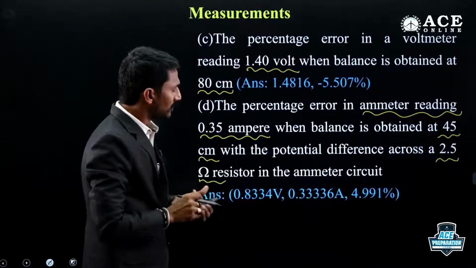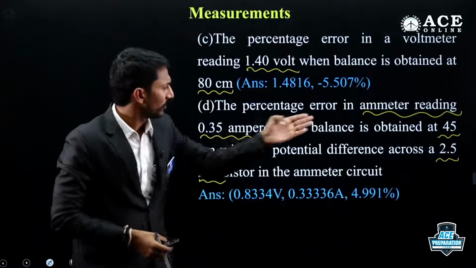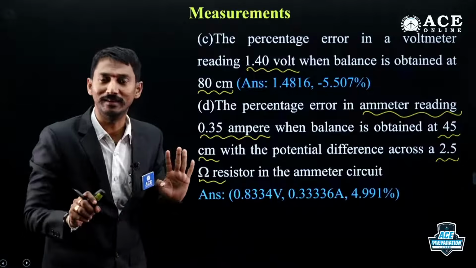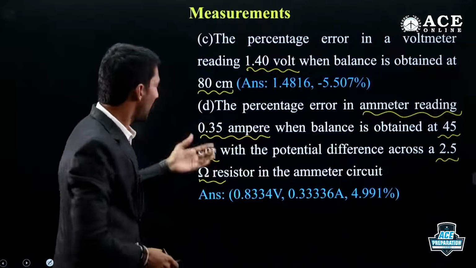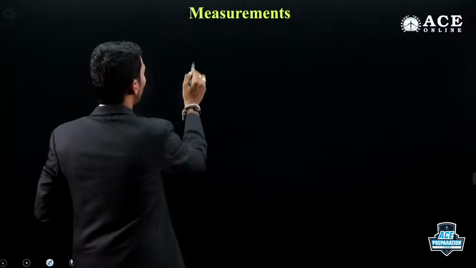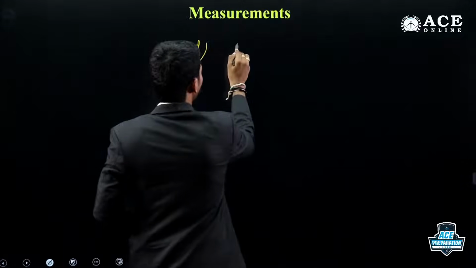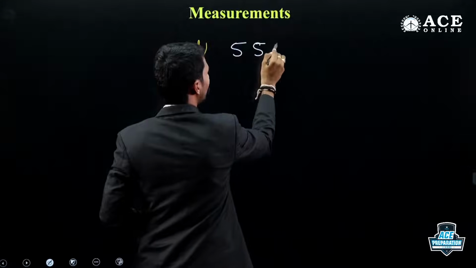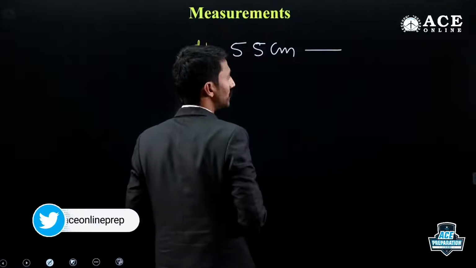Okay, now, the length at which he wants to balance is what? 45 centimeter. So that is what plays the role. Now let us find out for 45 centimeter how much voltage will be there. Here, part D. What is the logic here? 55 centimeter gives, what is it?